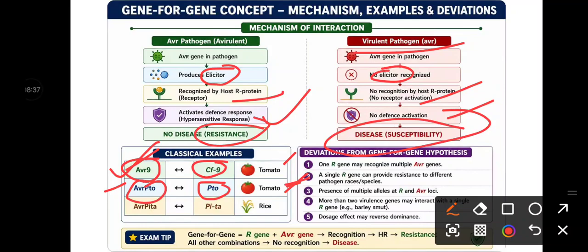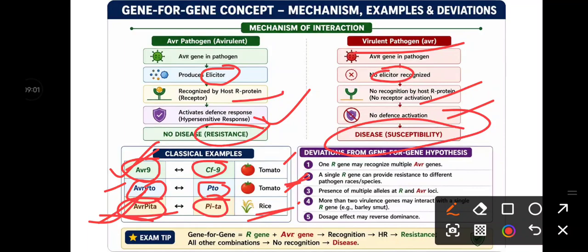Check this. Again, the best and most important example, AVR-Pita. This is the avirulence gene in case of Magnaporthe oryzae, that is recognized by the rice resistance gene Pita, and this is for the rice blast pathogen. Okay.